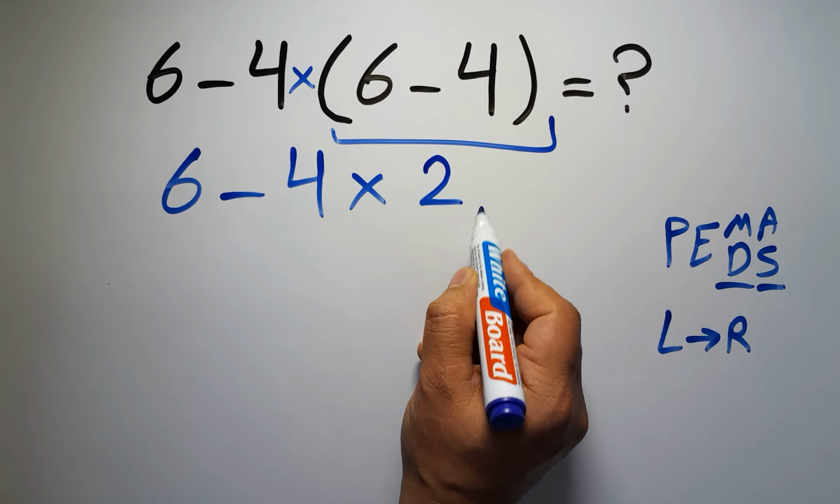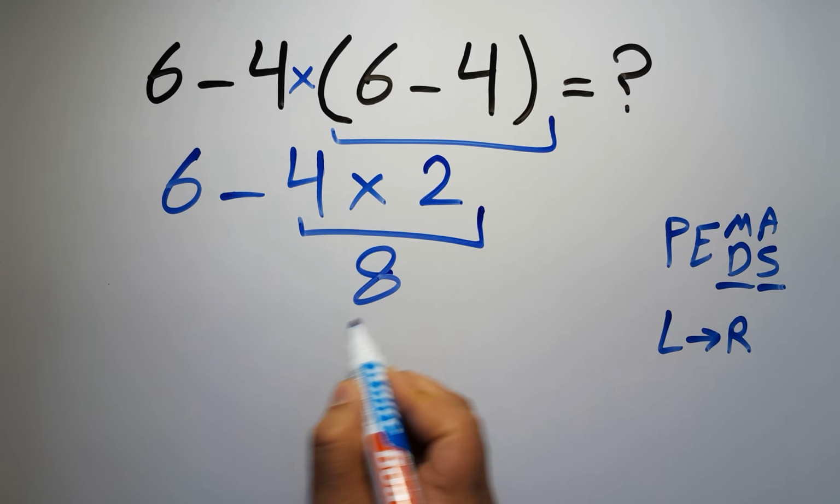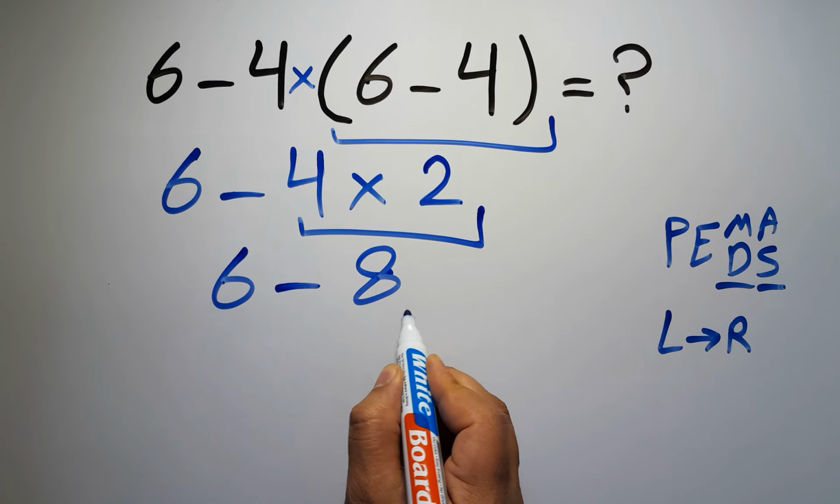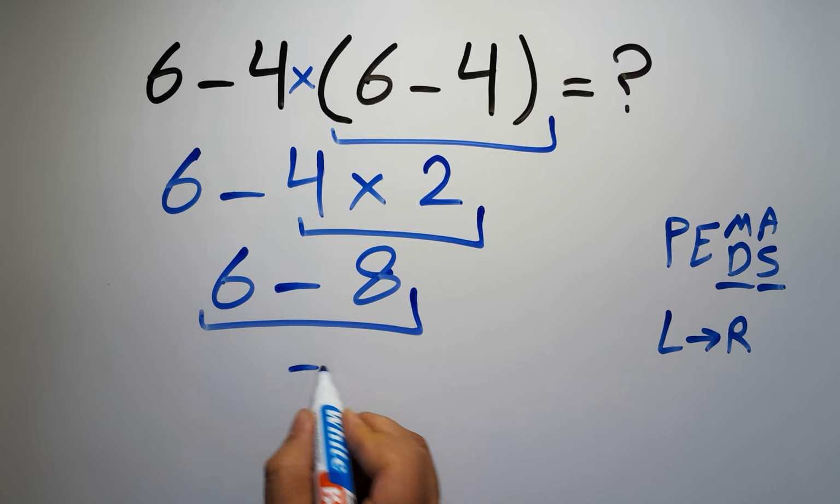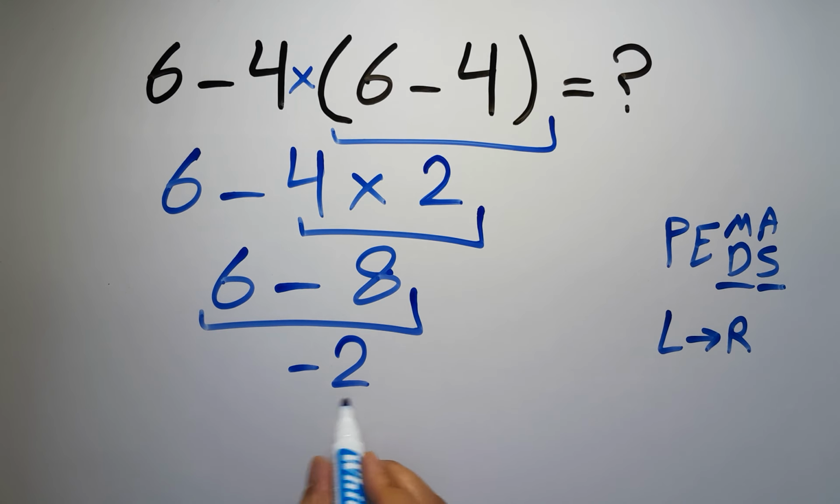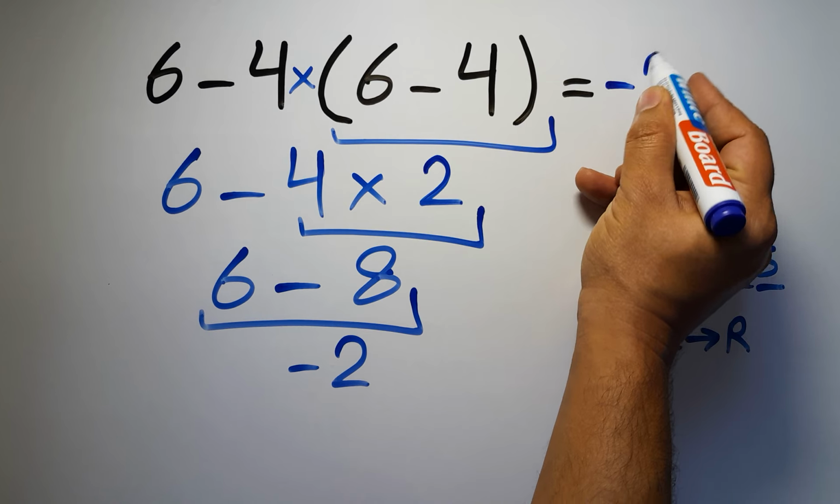4 times 2 equals 8. So 6 minus 8, which equals negative 2. And this is our final answer to this problem. The correct answer is negative 2.